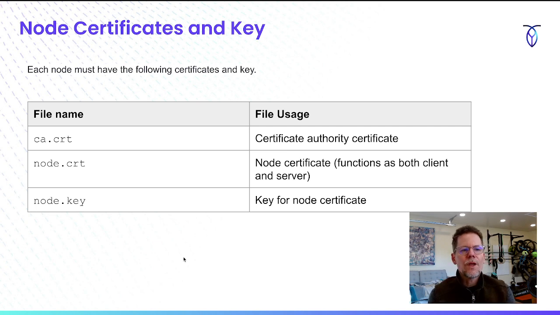In a typical, or maybe a standard cluster setup, you'll have a few different files that exist on each node, and they need to be on every node. You have the ca.crt, which is the certificate authority certificate, and then you have two node certificate files. You have the certificate, and then you also have the private key, which is the key for the node certificate. And as I mentioned, the node certificate functions as both a client and a server.